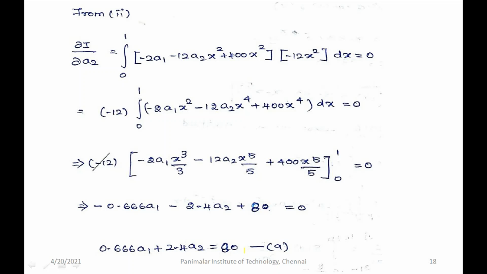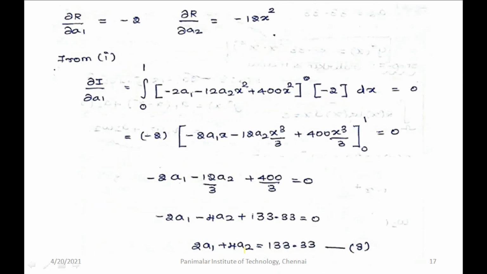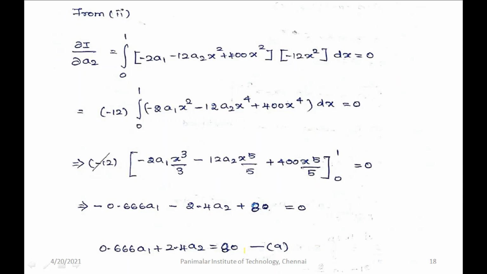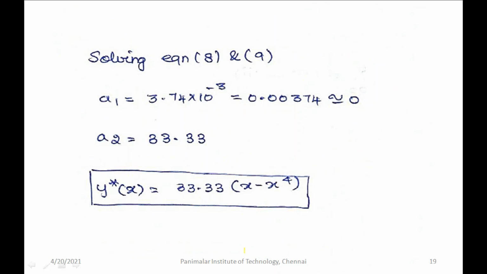So we have the first equation, 2a1 plus 4a2 is equal to 133.333, and here 0.666 a1 plus 2.4 a2 equal to 80. Now using the equation mode on your calculator, we are able to solve these two equations. The solution is taken as a1 and a2. Here a1 is coming as 3.74 into 10 power minus 3. Either you can consider this as 0 or otherwise we can keep it as it is. And a2 is coming as 33.33.